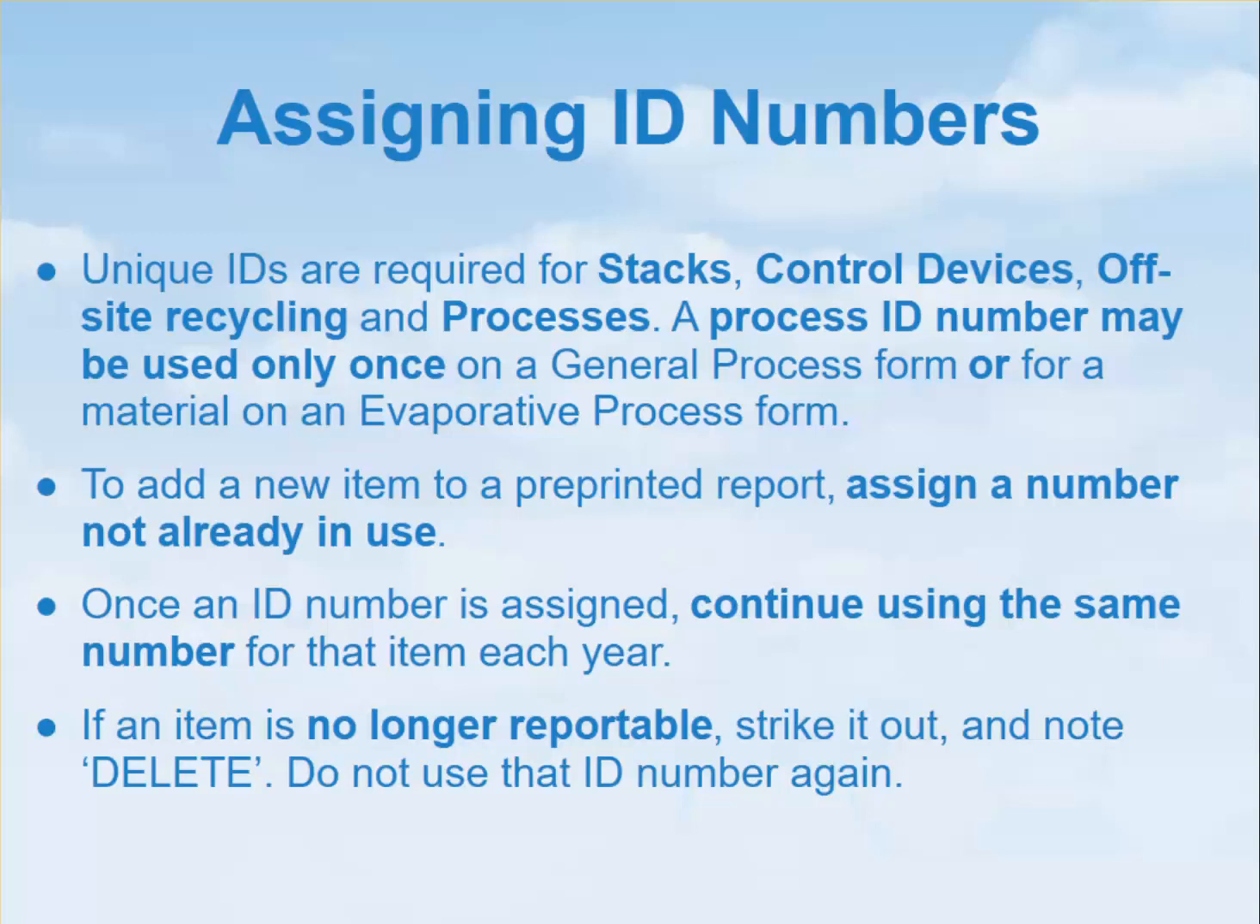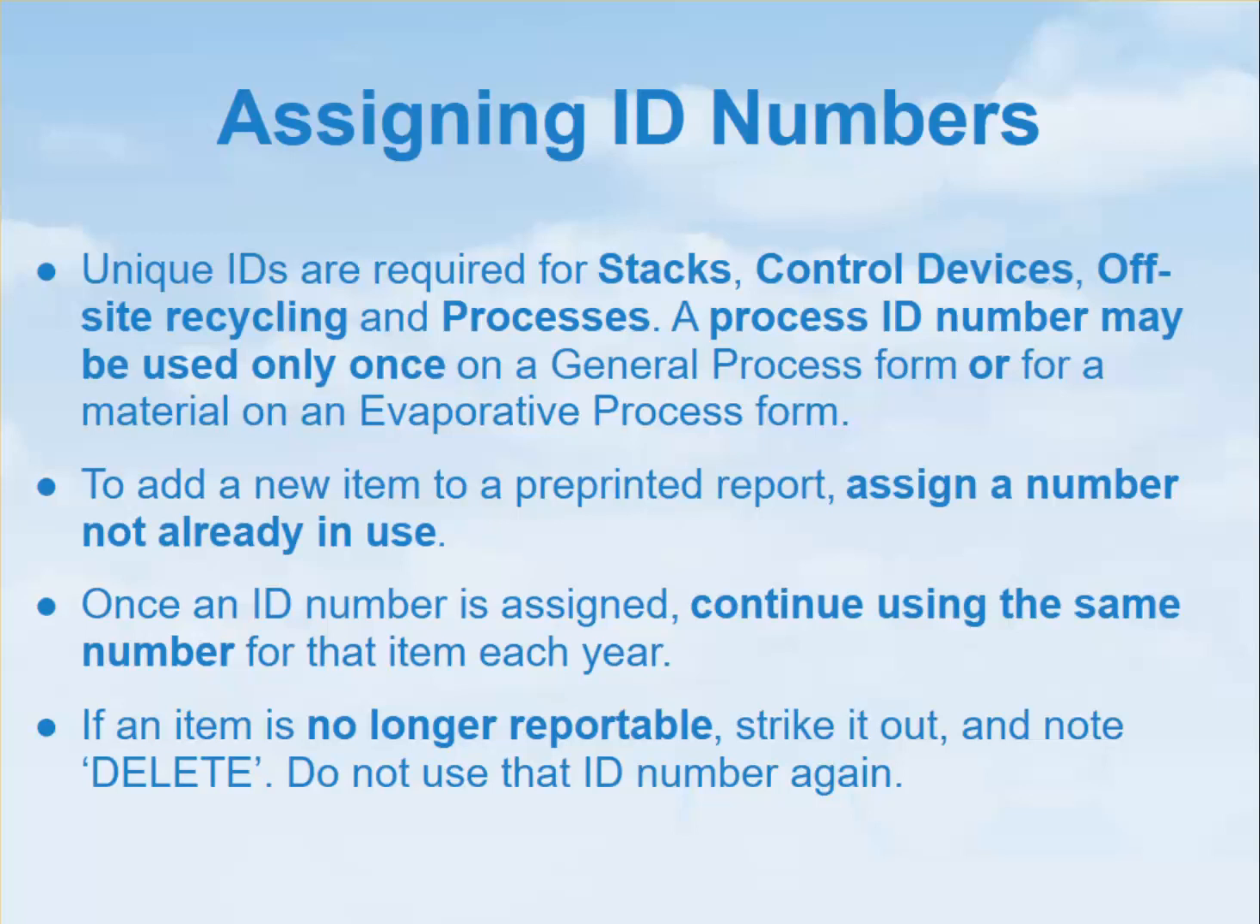Unique IDs are required for stacks, controlled devices, off-site recycling, and processes. A process ID number may only be used once on a general process form or for a material on an evaporative process form. The same ID number cannot be used across these two forms. Stack, control device, and off-site recycling form unique ID numbers cannot be duplicated within each form category, but can be the same across these three form types.